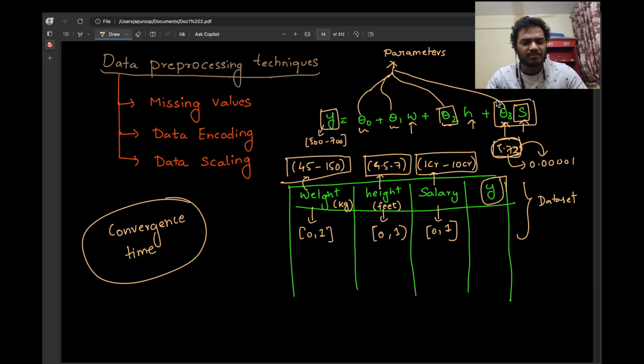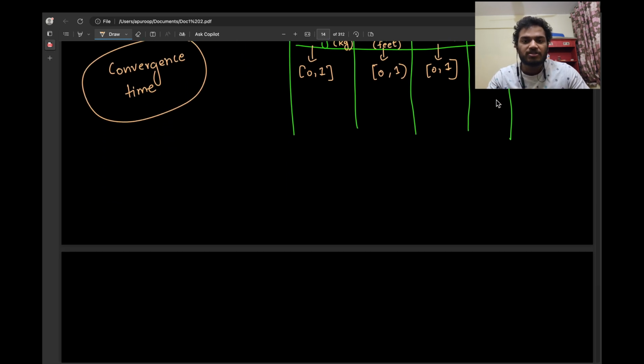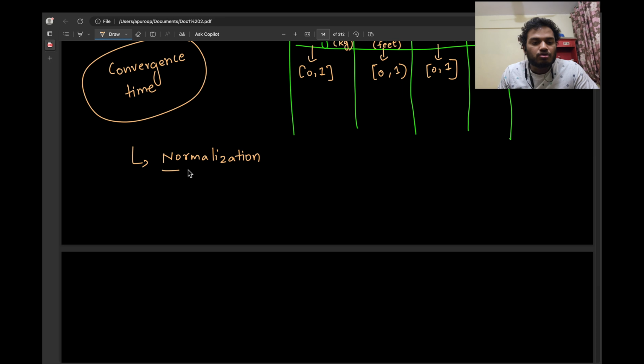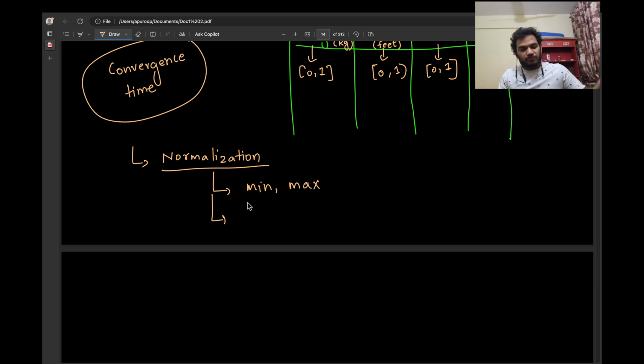And within this data scaling, there are two major techniques. One is normalization, or we can call it data normalization, or even column normalization. So in data normalization, we'll be interested in checking out the min and max values. With the help of min and max values, we'll try to reduce the data from whatever scale it is in to the 0 to 1 scale.